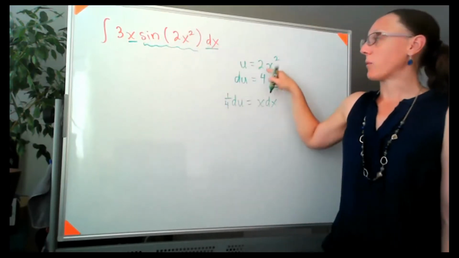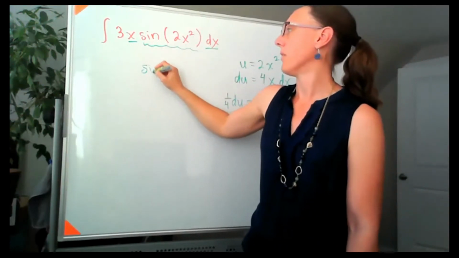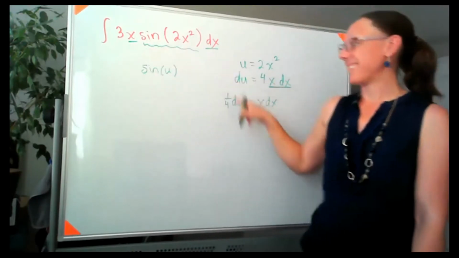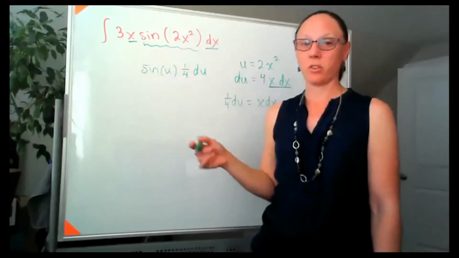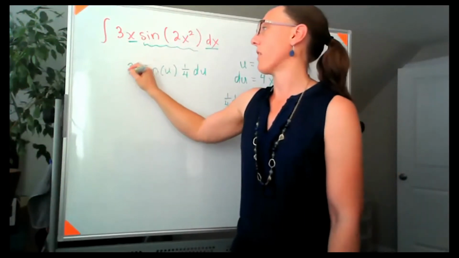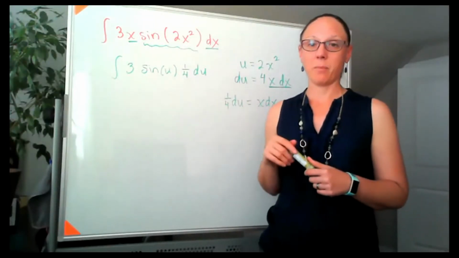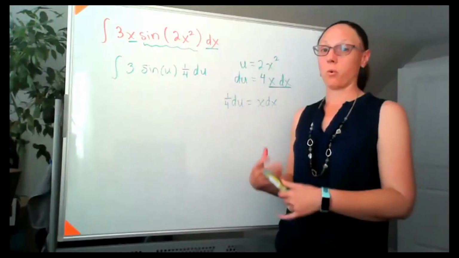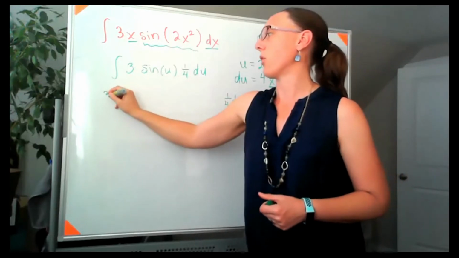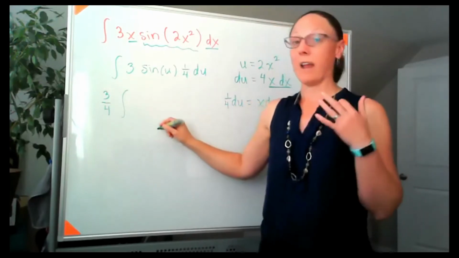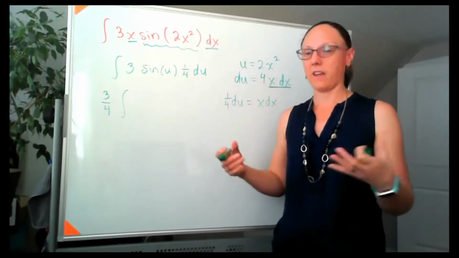Once I replace 2x squared with u, it's going to become sine of u. That x dx again is becoming 1/4 du. We haven't done anything with the 3, but that's okay. It's just a number. So I've got my 3 and my integration symbol. You could skip writing that step out and instead jump straight to a more simplified form, which would be to take that 3 and the 1/4 and pull them all the way out in front of the integral. You don't have to. It's just something that can help visually declutter the integral.